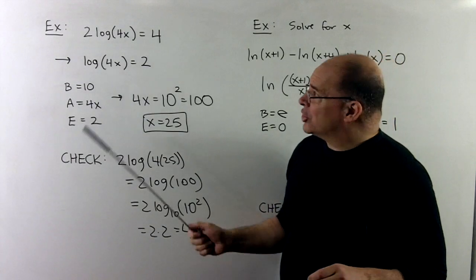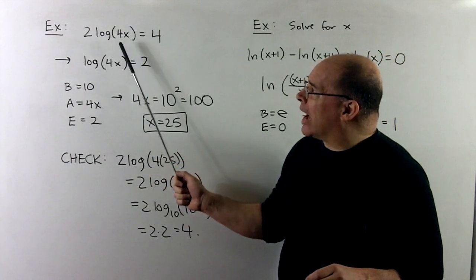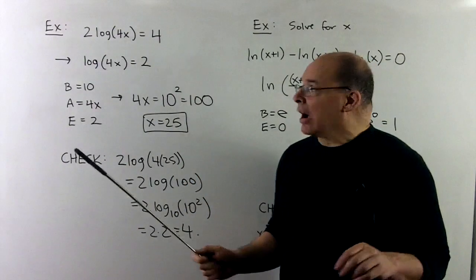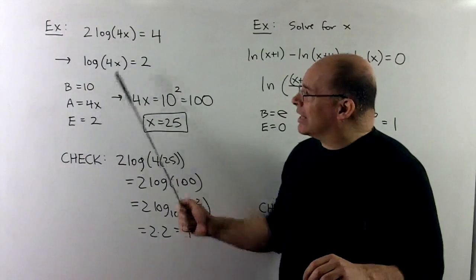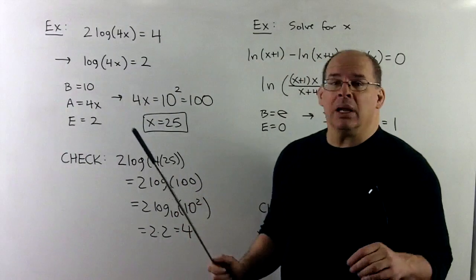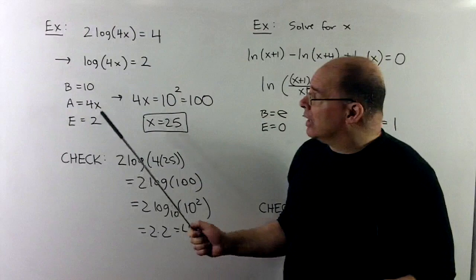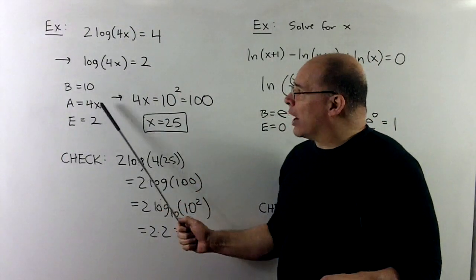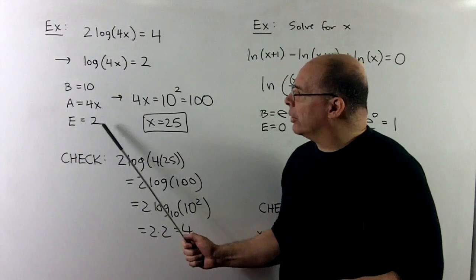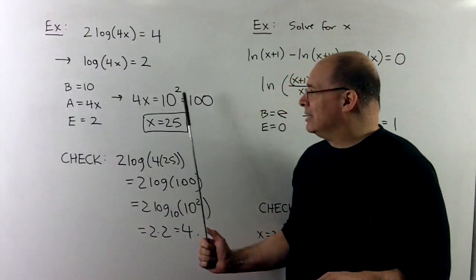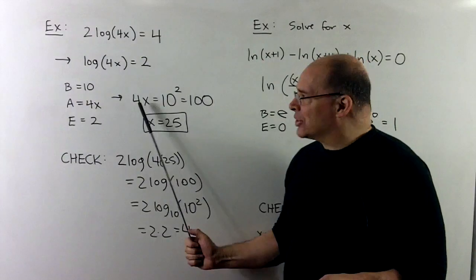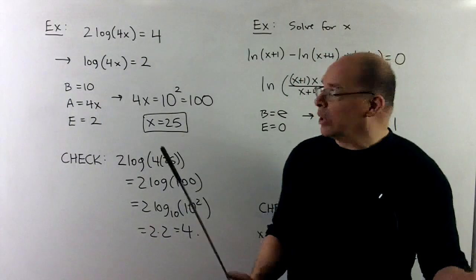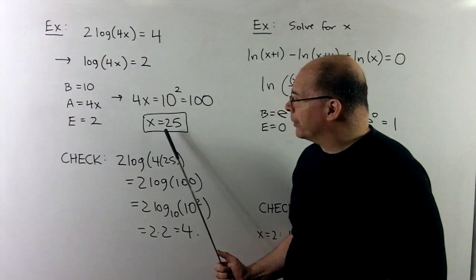Next, let's try 2 times log of 4x equal to 4. First step is to isolate the logarithm, so we'll divide both sides by 2 to get log of 4x equal to 2. Then we translate. Now, no base means we're doing base 10. Answer is 4x. The exponent is 2. We rewrite and we get 10 squared is 100 equal to the answer, which is 4x. We divide by 4. I get a 25 for our answer.